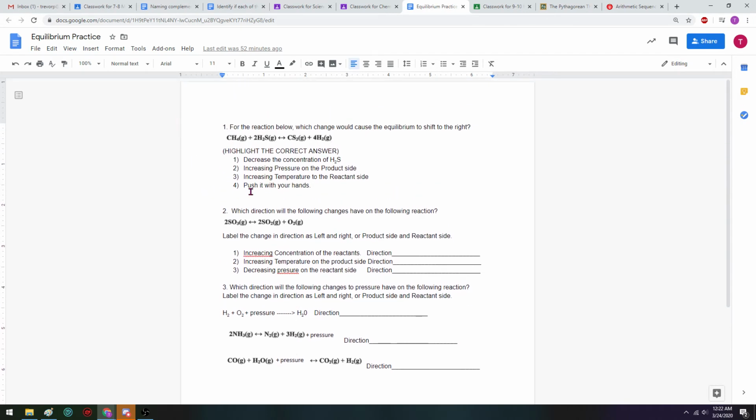So looking at the following, like for the first one, for the reaction below, which change would cause the equilibrium to shift to the right or to the product side? Well, we're going to highlight the correct answer.